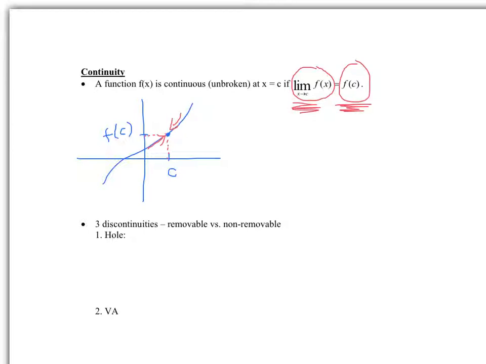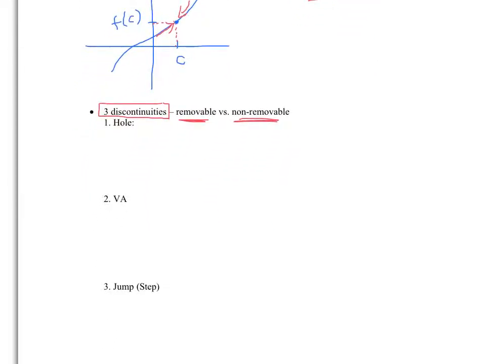We're now going to look at three discontinuities, or three situations where a function is not continuous. And we're going to classify them as either removable or non-removable. Okay? So first off, we have a hole. A hole is a situation in a function where you're moving along and you have a little gap, a little space, or what we call a hole. This is a removable discontinuity. It's the only one out of these three that we classify as a removable discontinuity.